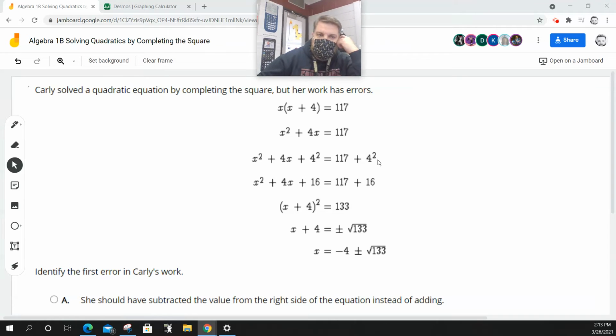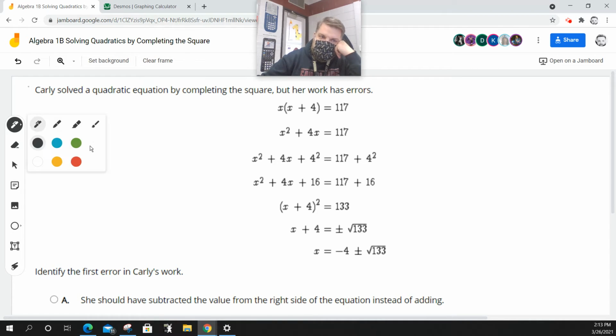All right, so for this one, it says that Carly solved the quadratic equation by completing the square, but she had some mistakes. So we're just going to go through and double check each step. So basically, it looks like on the first step, she distributed the x, right? X times x is x squared. X times positive 4 is a positive 4x, so she used the distributive property.